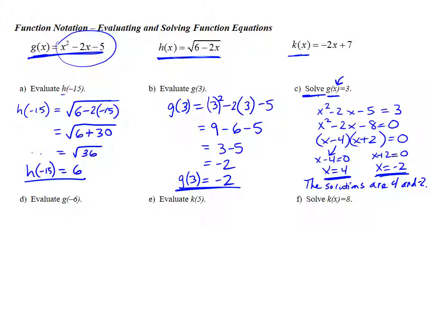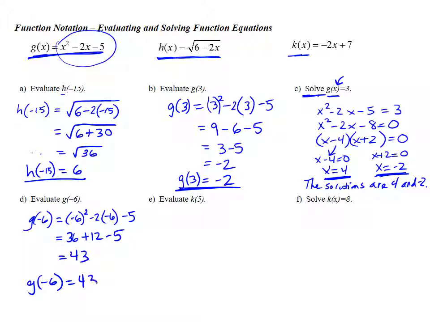Okay, so if you've unpaused, let's go through these real quick. g of negative 6, we're using the function g again, so I'm going to take negative 6 and square it, minus 2 times negative 6, minus 5. Calculating, I get 36 plus 12 minus 5. 36 plus 12 is 48, minus 5 is 43. So g of negative 6 is equal to 43.